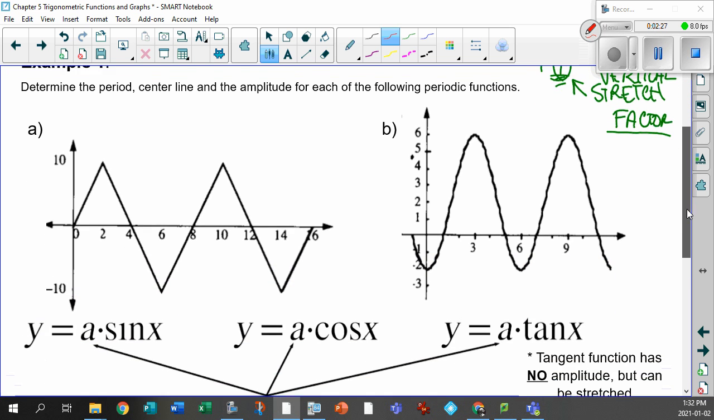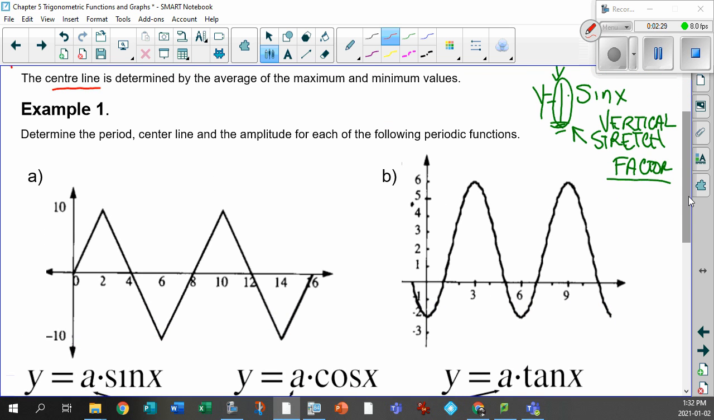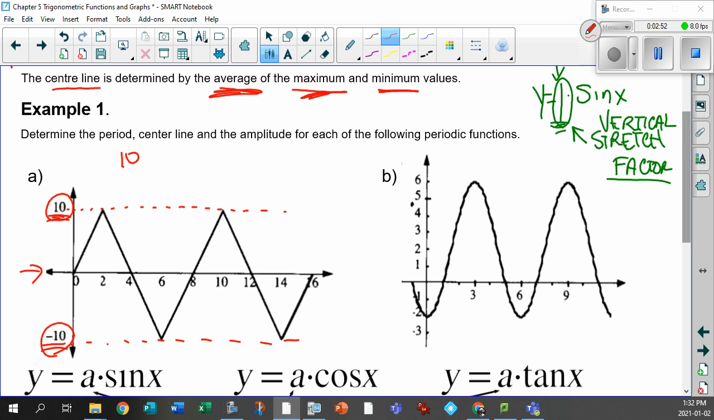Case in point, check this out. Here's a beautiful little graph. Right here, look. There's our highest point, which is 10. There's our lowest point, which is -10. We know for a fact that our center is going to be 0. But how do we figure this out? Easy. It's the average between our maximum and minimum values. Look, here's our maximum value, 10. Here's our minimum value, -10.